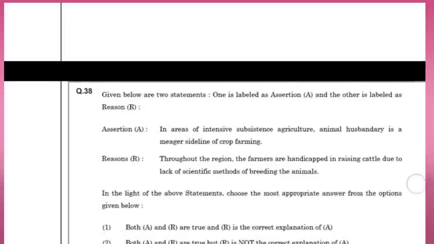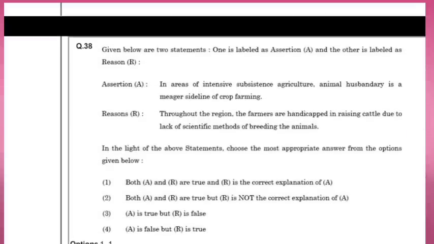Next question: reason and assertion. In areas of intensive subsistence agriculture, animal husbandry is the major activity and crop farming is a sideline. And the reason: throughout the region the farmers keep cattle due to the lack of scientific methods of breeding the animals.